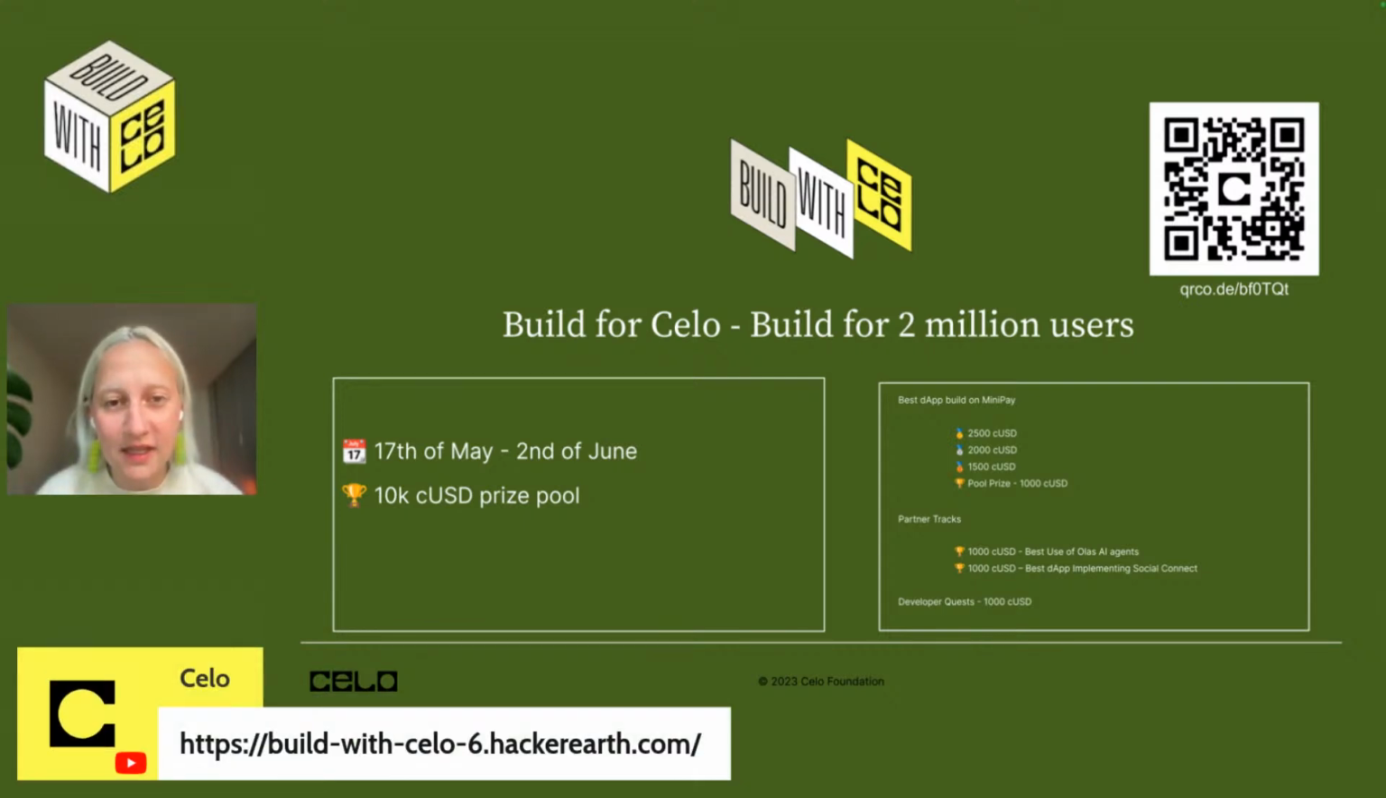And the prizes are, we have a prize pool of 10K. The biggest amount of prizes will go to building on MiniPay, and then we have 2 special prizes, one for using Ola's AI agent, which everybody who joined the last Build with Celo hackathon will already know, and we will also have a workshop on that next week. And then we have one special prize for building with SocialConnect, which you're going to learn more about today.